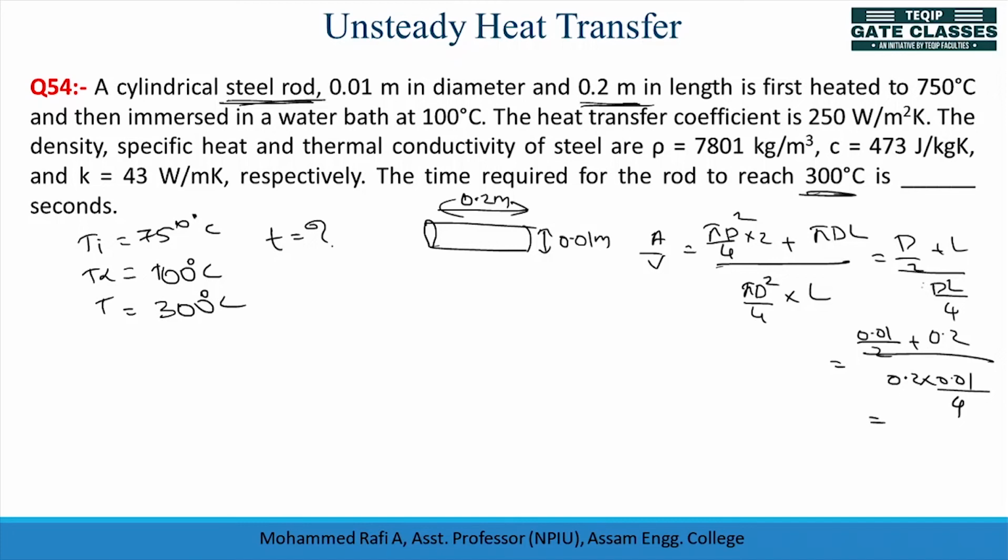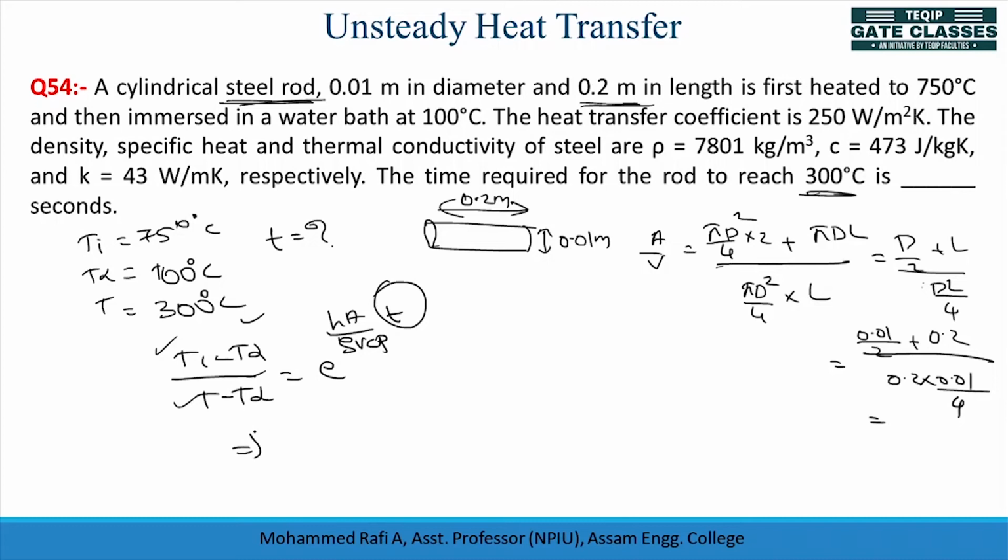A by b, you will be getting some value. I am not bothering about this thing. So if I am just using the expression (Ti minus T infinity) divided by (T minus T infinity) equals e to the power minus hA by rho V cp into t, the concern here is t, all other parameters are given. So if I solve this equation, I will get time equal to exactly 42.43 seconds.